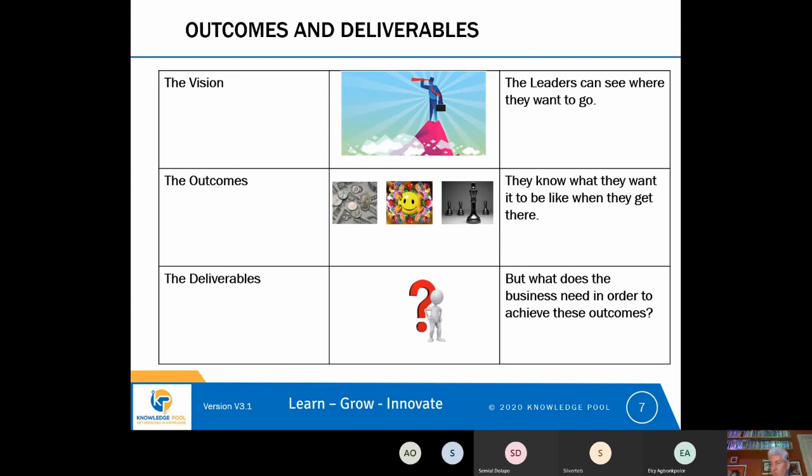And this is what any project will do, is it will start with the vision that's set out as to what the project is trying to achieve. It will think about what outcomes are desired within the business. And they will think about what are the very specific things that the business needs if those outcomes are going to be made possible.